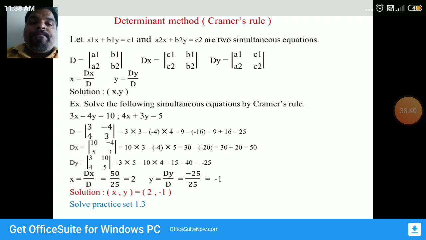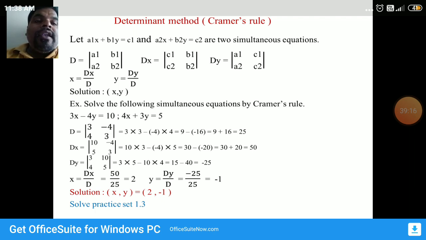Then you take Dx. The determinant Dx is c1 b1 c2 b2. Here in Dx you do not take the coefficient of x, you take the constants c1 c2. And Dy is a1 c1 a2 c2. Here in Dy you do not take the coefficient of y.